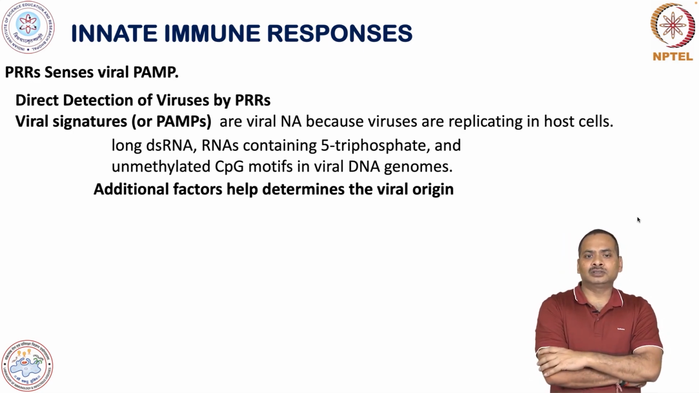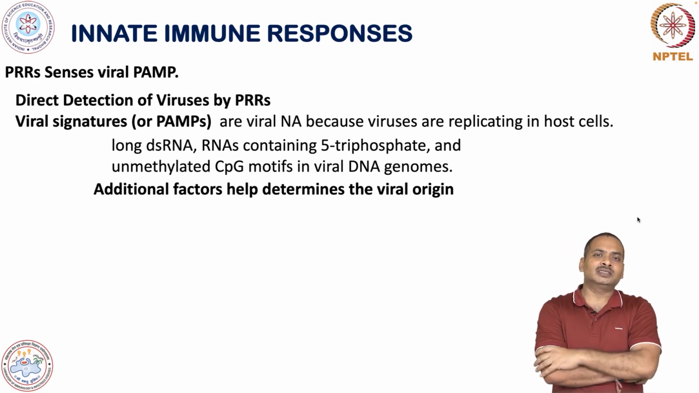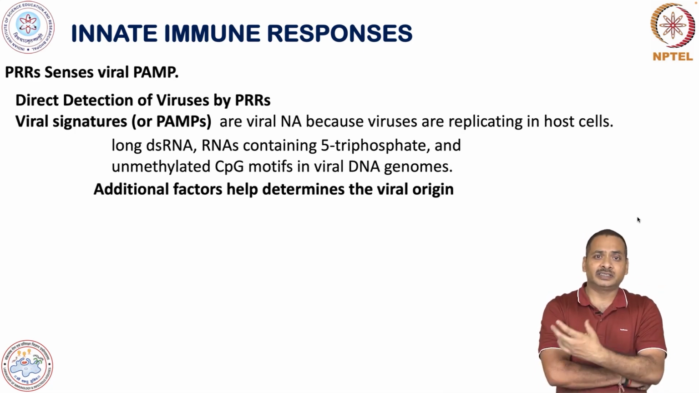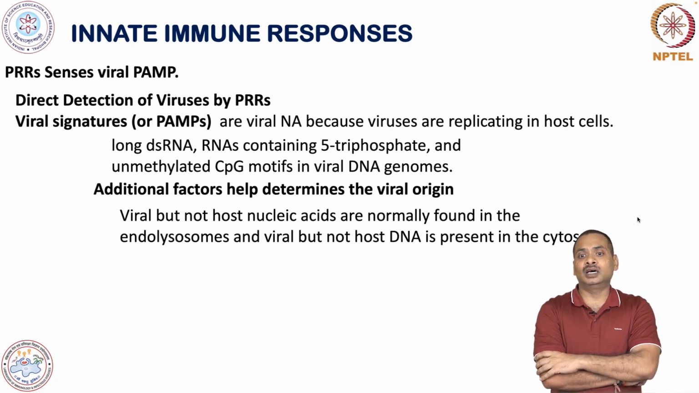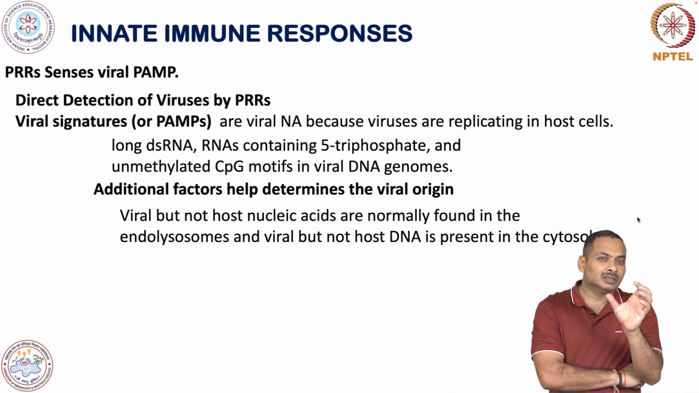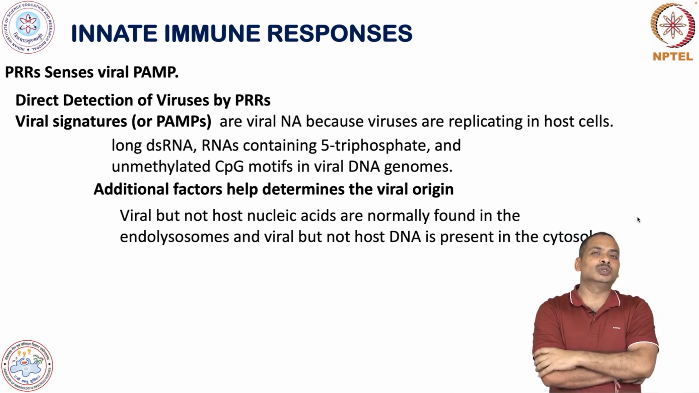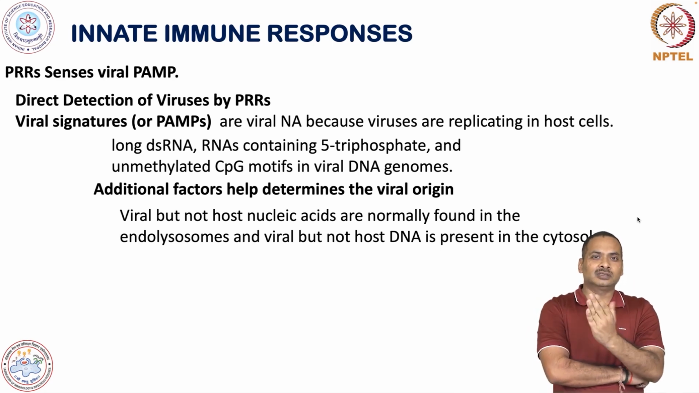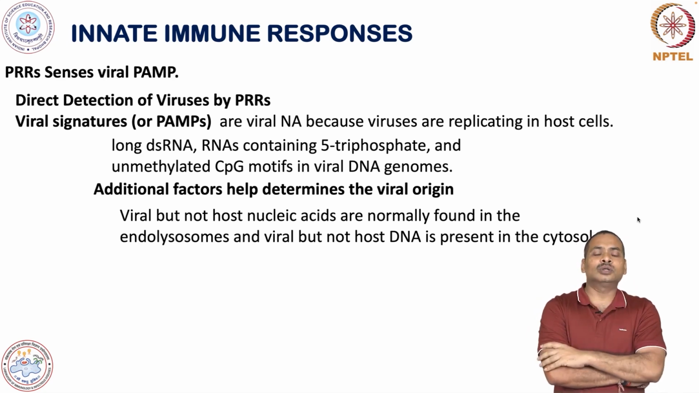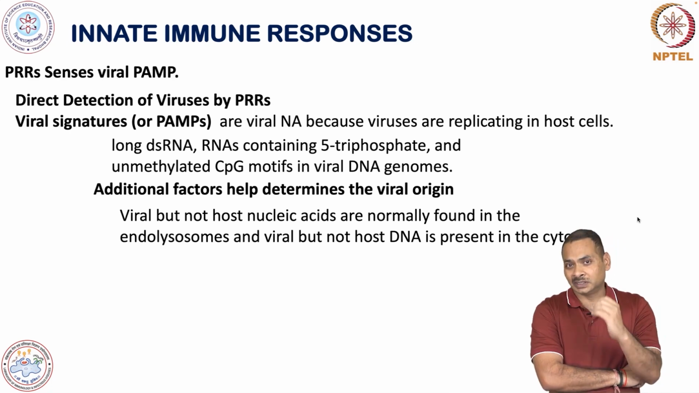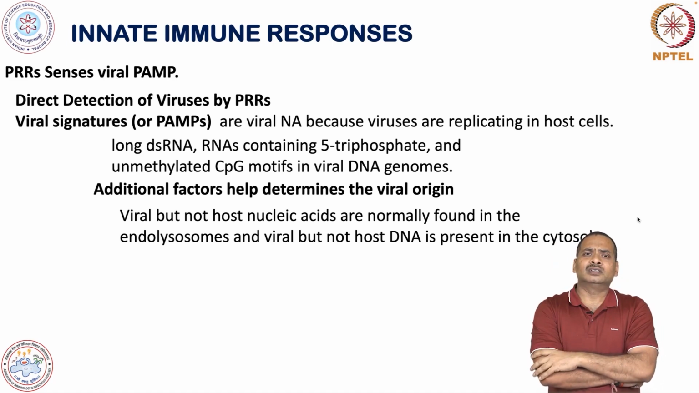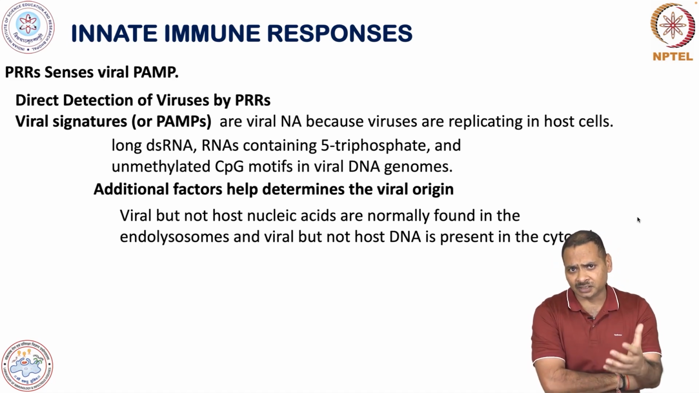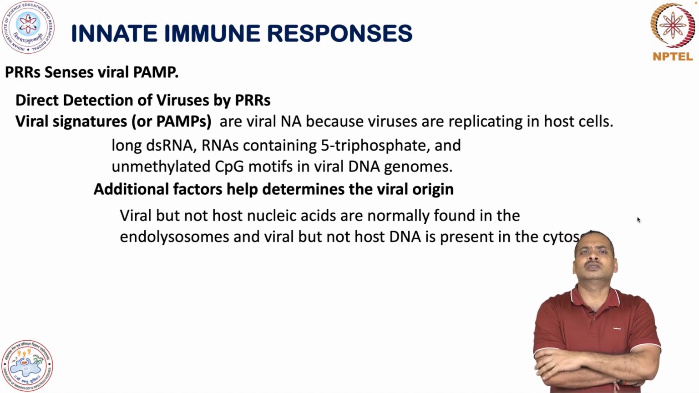Additional factors also help in determining that the nucleic acid is of viral origin. As I told you, viral but not host nucleic acid is normally found in endolysosomes. So generally in the endolysosome, nucleic acid of viral origin is present. This location is also a trigger for the activation of antiviral responses after recognition of this nucleic acid in a particular location.